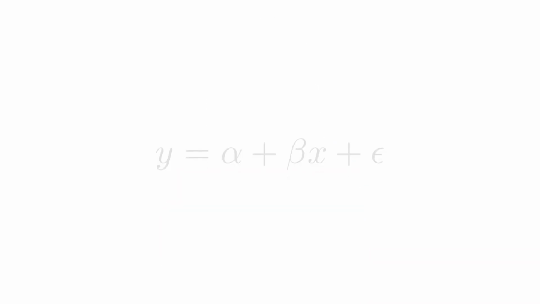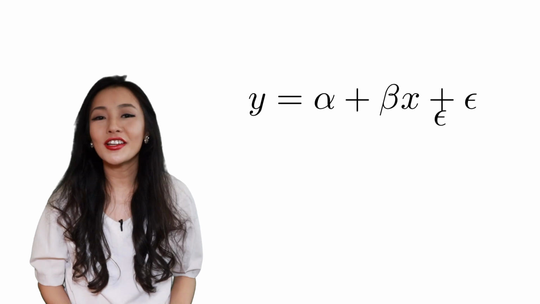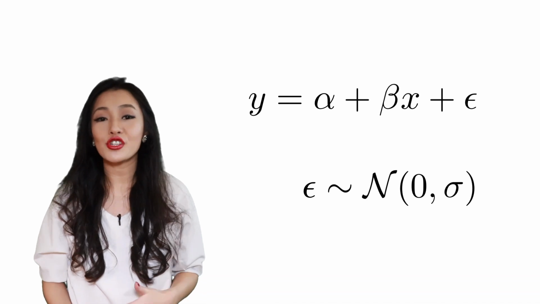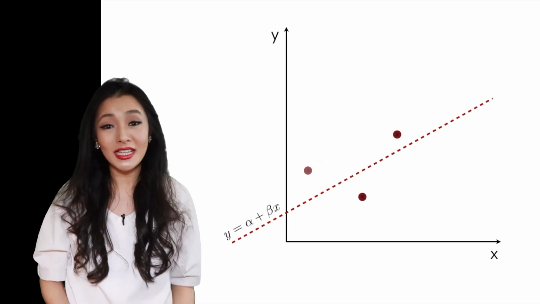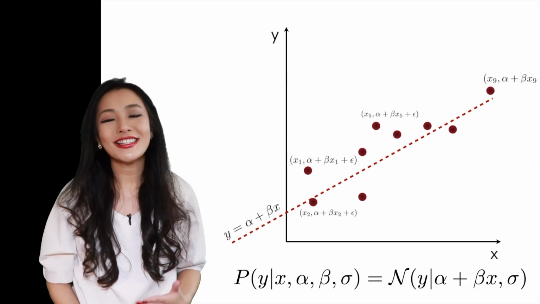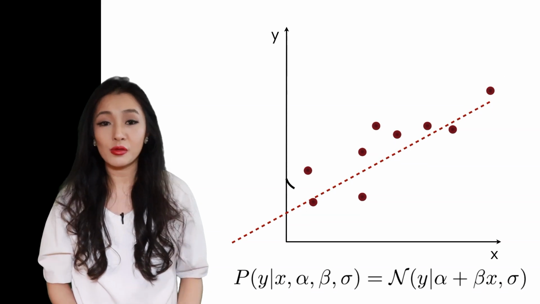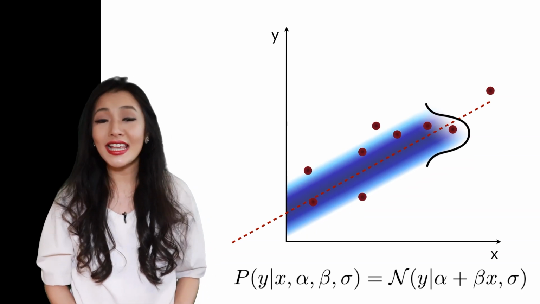A simple linear regression takes the following form, where epsilon is a residual error drawn from a Gaussian distribution with a standard deviation of sigma. We're assuming that the observed y scatter around the line alpha plus beta times x. Or in other words, that the distribution of y given x and the parameters of the line is a Gaussian distribution with a mean equal to the line alpha plus beta times x and a scale of sigma.